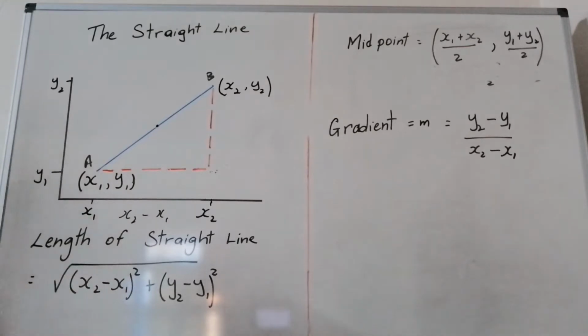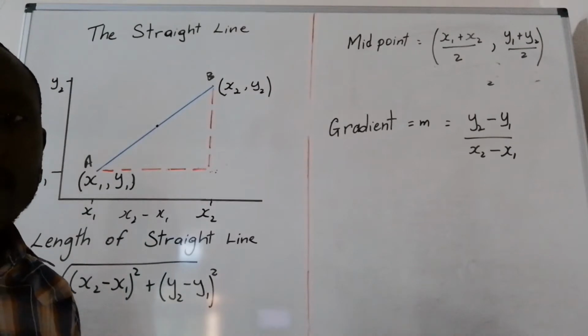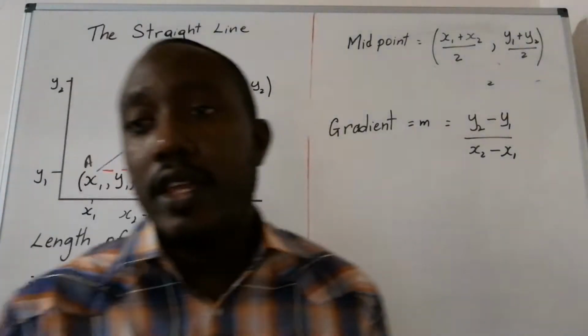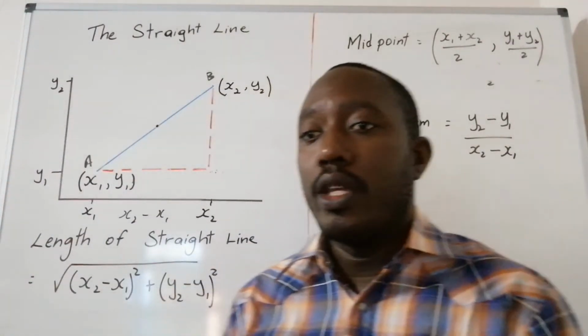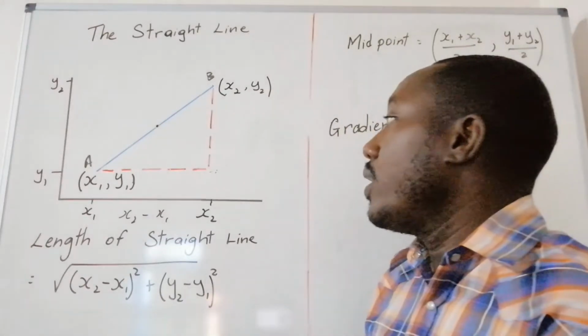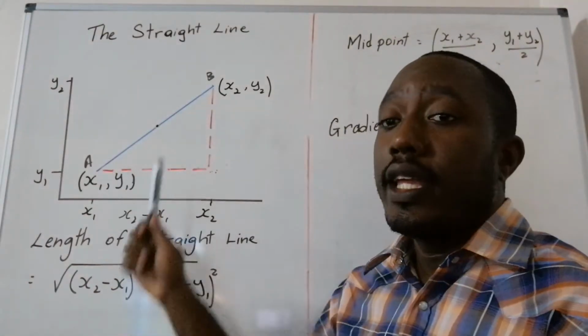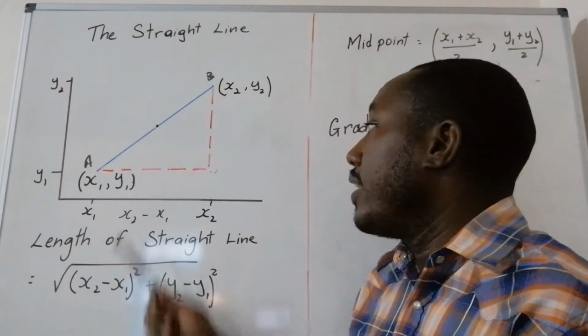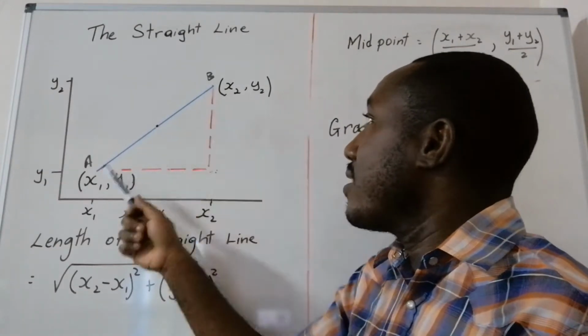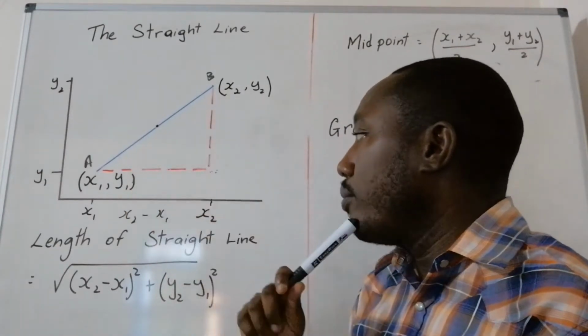Welcome to another class on the straight line. The straight line is the shortest distance between 2 points. Now, if we have a point A and a point B, the straight line forms this distance between point A and point B.